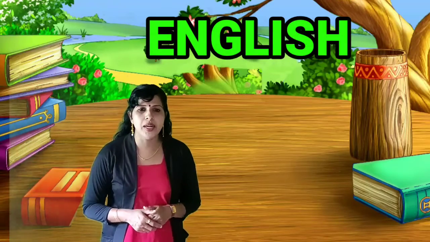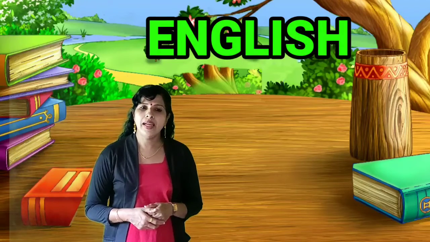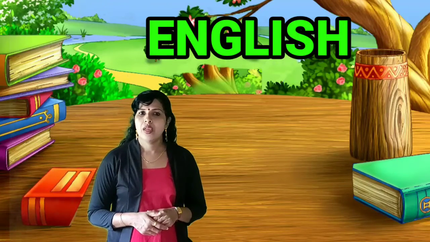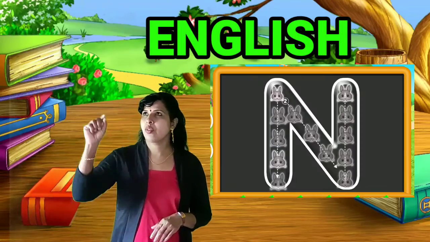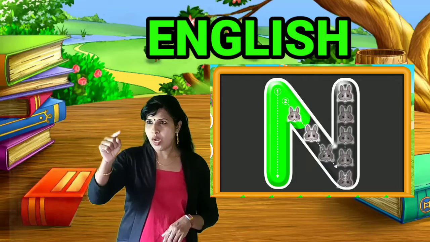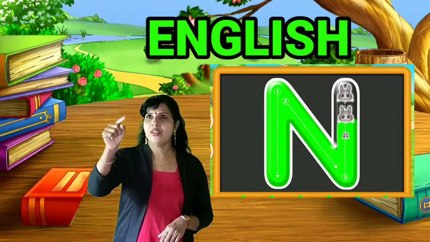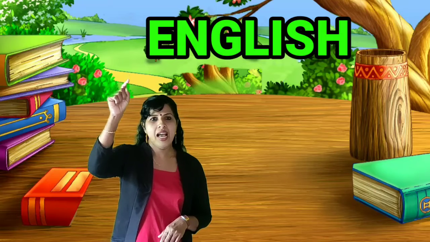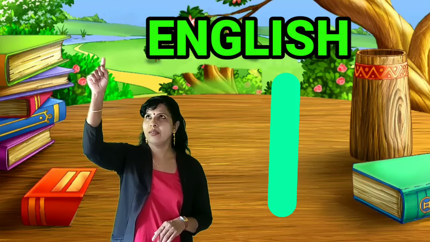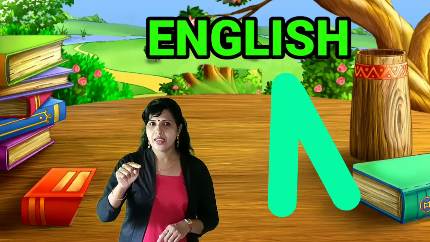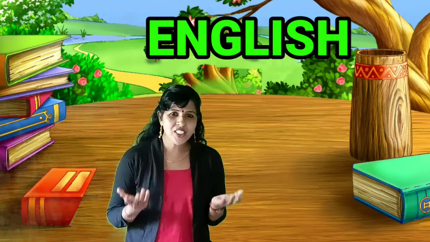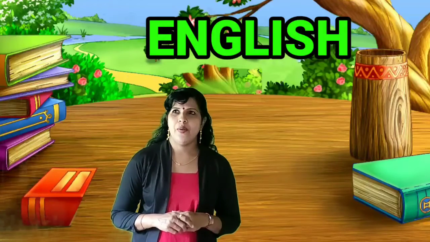Now we are going to learn how to write letter N. Small letter N and capital letter N. Capital letter N. Standing line. Standing line. I repeat. Standing line. N. Next. Small letter N.